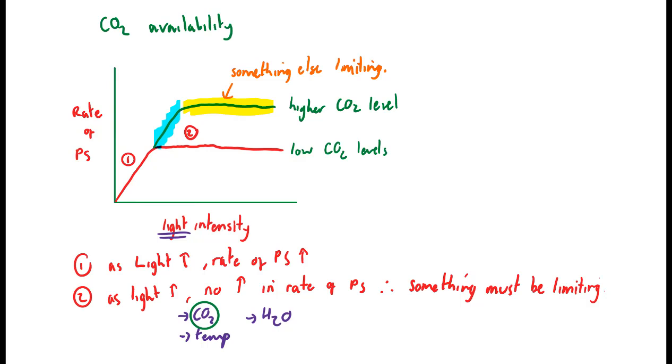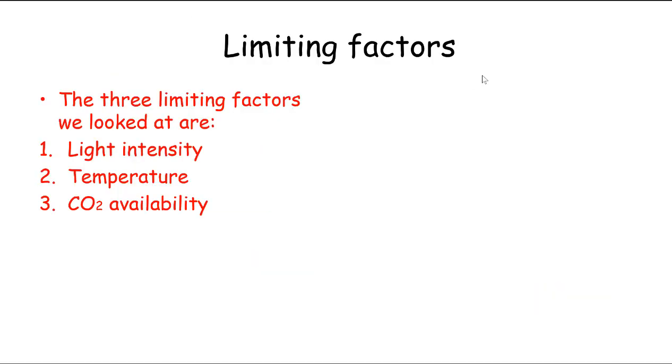And that's because it has a higher level of carbon dioxide. We're continually increasing the light intensity, but yet there is no increase in the rate of photosynthesis. Now let's try and link this to real life.